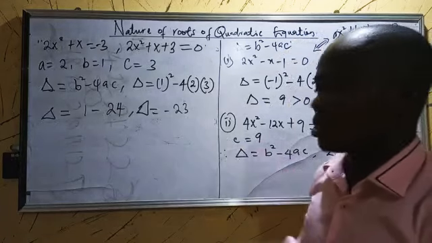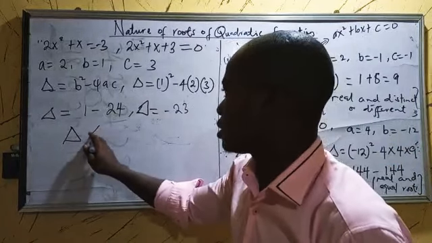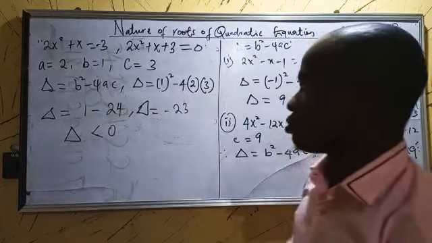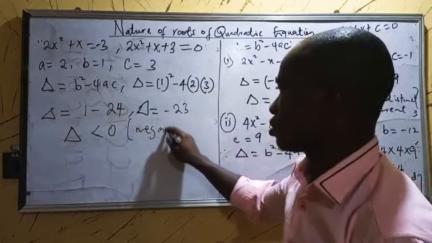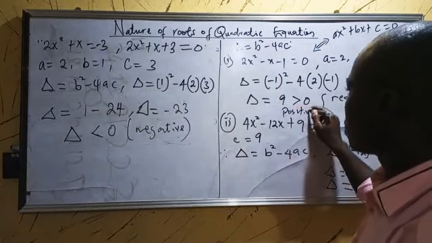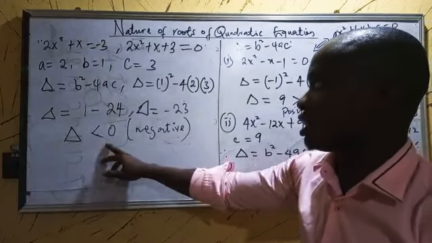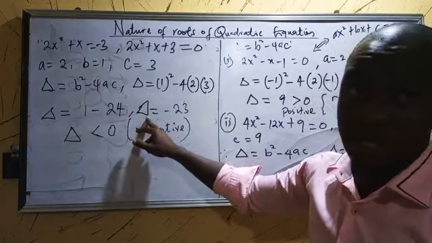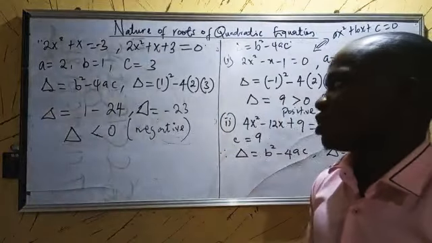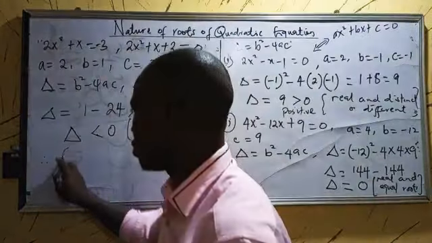D is minus 23. It shows that D, that is the discriminant, is less than 0. Can you see that? That is negative. When you say positive, it means it is greater than 0, and when you say negative, it is less than 0. This discriminant is minus 23, which is less than 0. Therefore, it is negative.